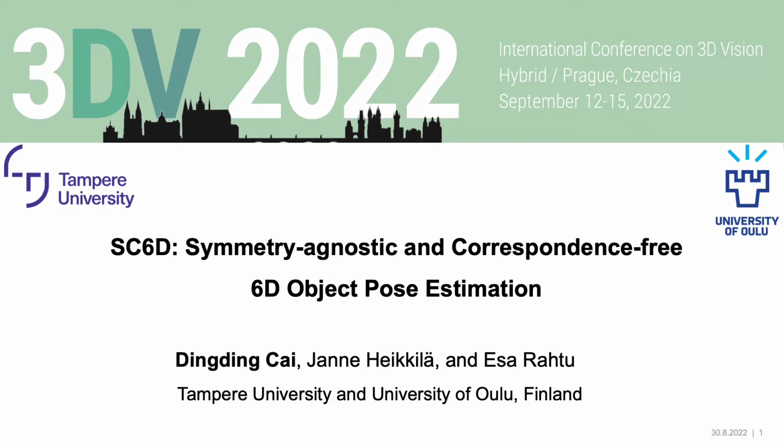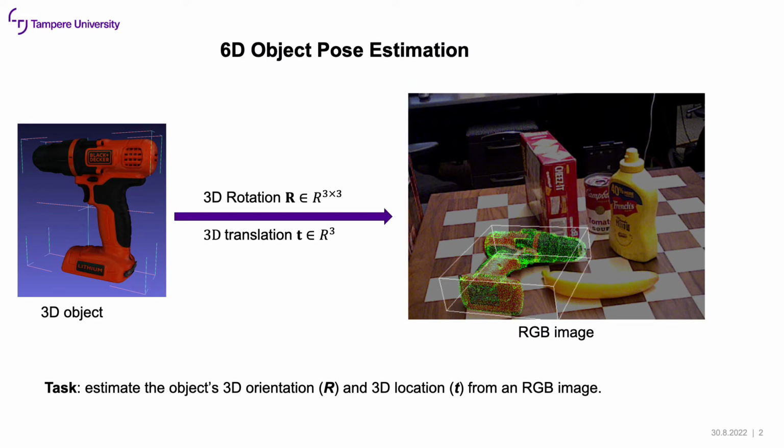Here I'm gonna introduce our work for estimating the 6D object pose from a single RGB image. The 6D object pose refers to the 3D transformation from the object coordinate system to the camera coordinate system. It can be represented as a 3D orientation and a 3D location of the object observed in the image.